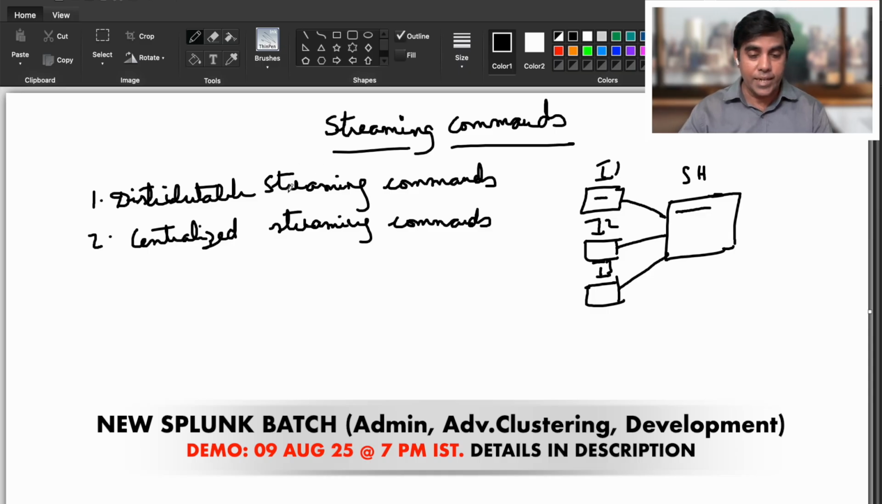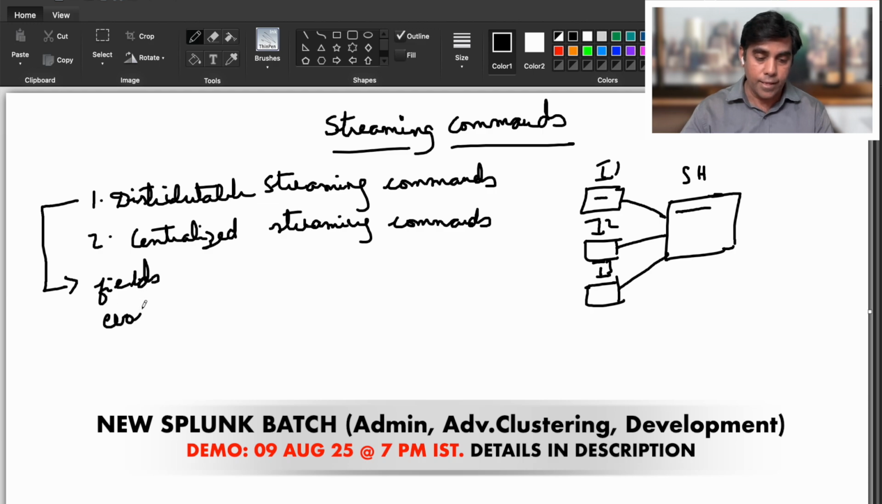And if I say which commands we will be using for distributable streaming commands and centralized streaming commands, commands like fields, rename, and eval, where, okay, these are all the commands we can always use for the distributable streaming commands. And similarly for centralized streaming commands, we'll be using commands like streamstats or your transaction command as well.